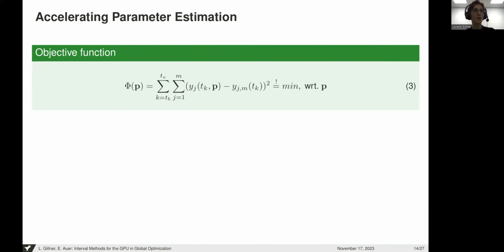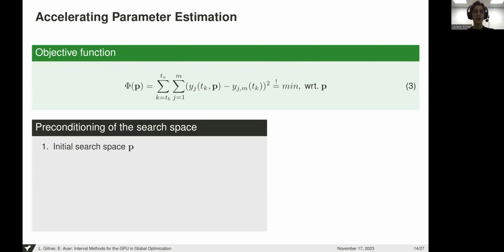So when we want to estimate our parameters, and if we have some measurement data given for the system that we have the model for, we can use this objective function and minimize it with regard to our parameter box P. And in our experiments, our goal was to reduce a possibly very large search space.